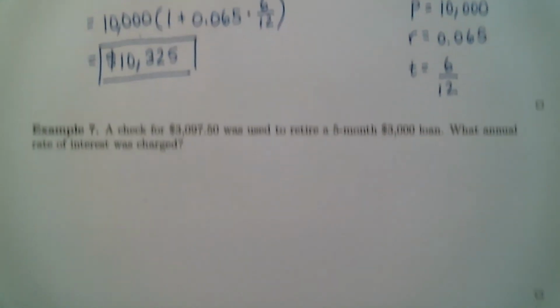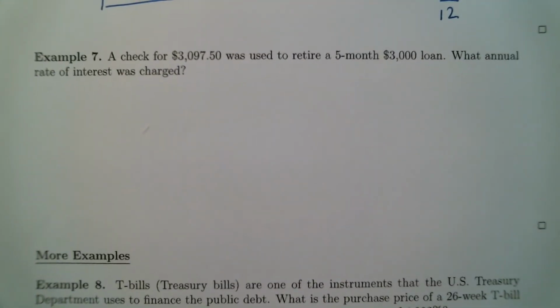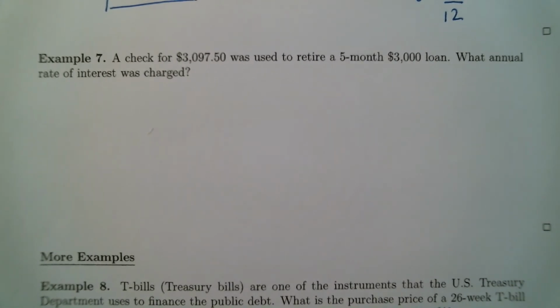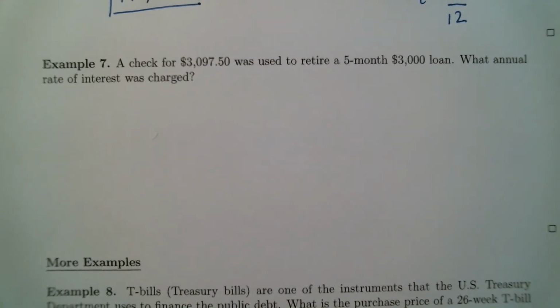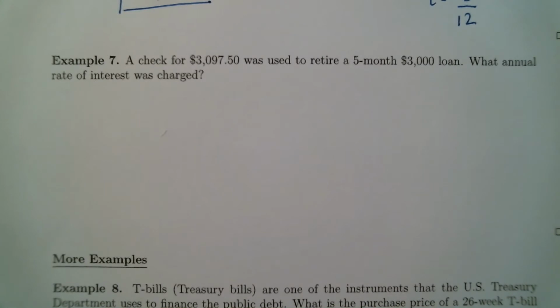All right, moving on to example 7. It says a check for $3,097.50 was used to retire a 5-month $3,000 loan. What annual rate of interest was charged? So here's our question.